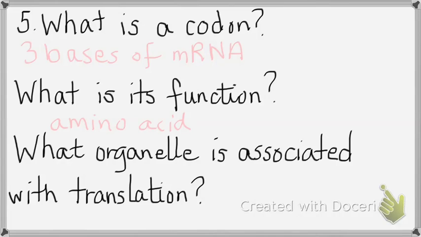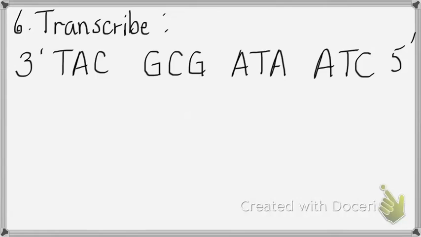Okay, and then I have what organelle is associated with the process of translation? And I'll give you a hint, it starts with an R. Good job. Ribosome. The organelle that helps make proteins in the cell, involved in the process of translation, is the ribosome.